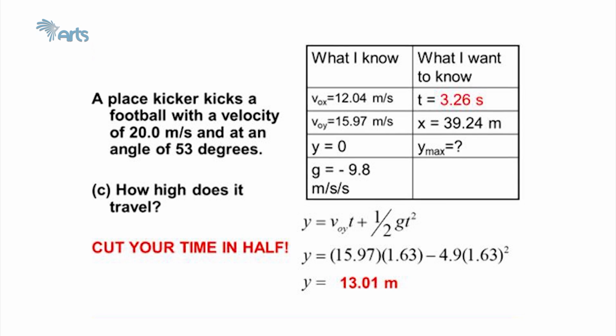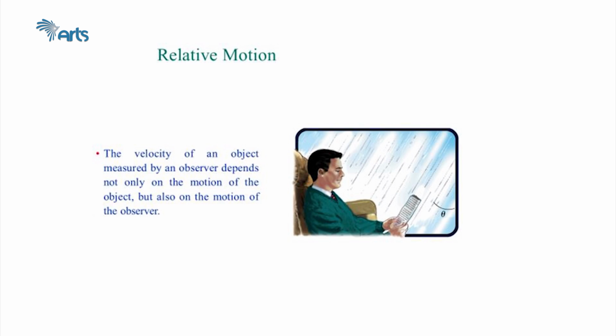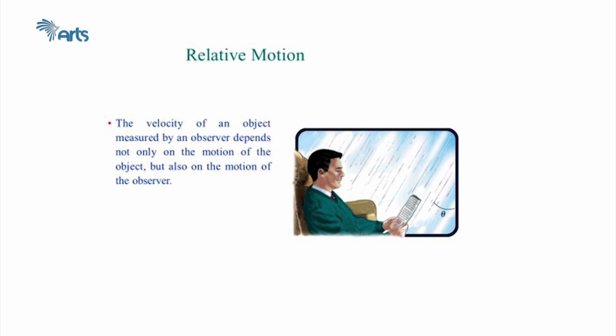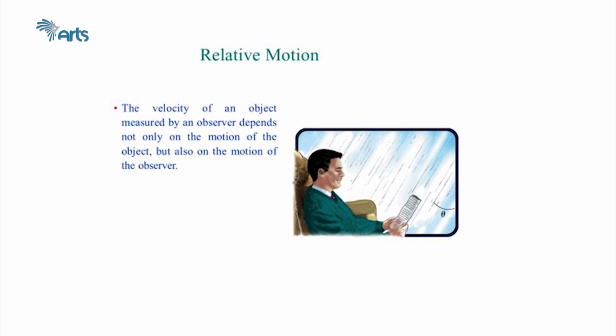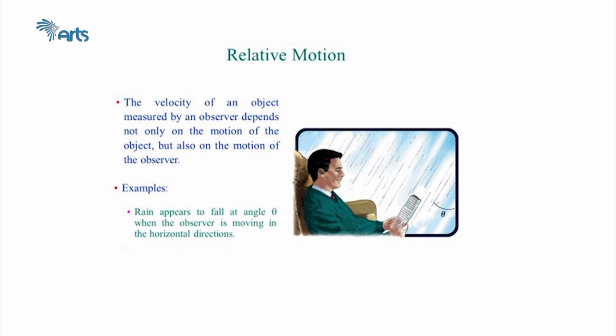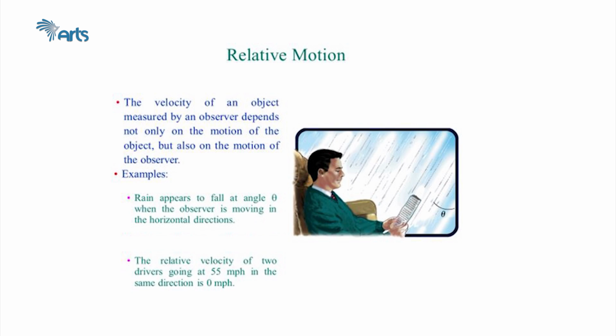So the last point for our discussion today is relative motion. The velocity of an object measured by an observer depends not only on the motion of the object, but also on the motion of the observer. For example, rain appears to fall at an angle theta when the observer is moving in a horizontal direction, and the relative velocity of two drivers going at 55 miles per hour in the same direction is 0 miles per hour.